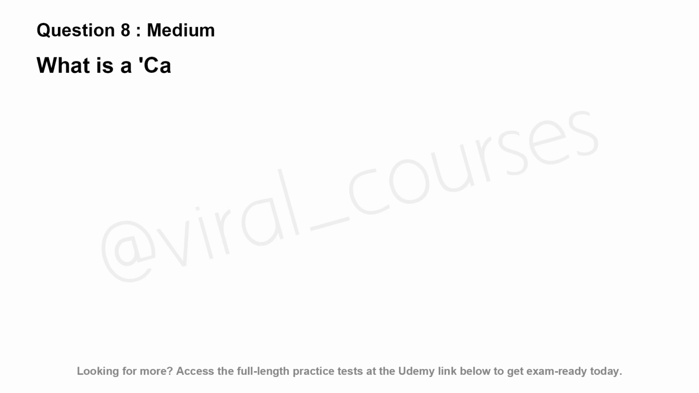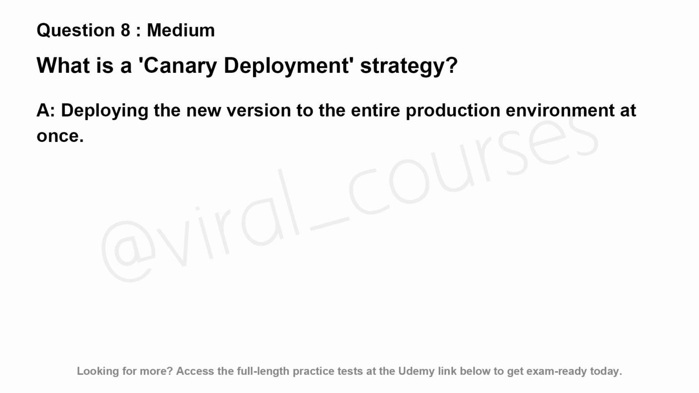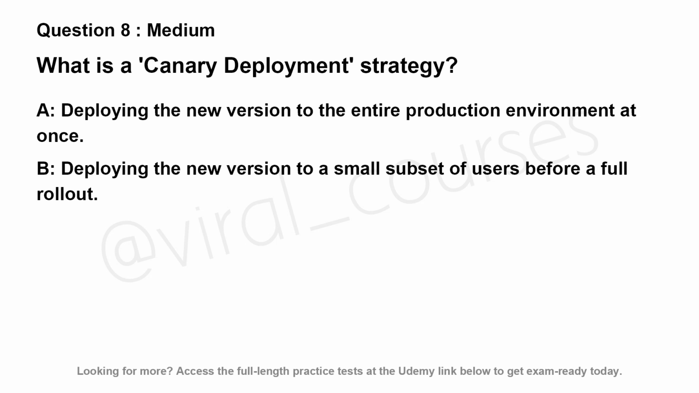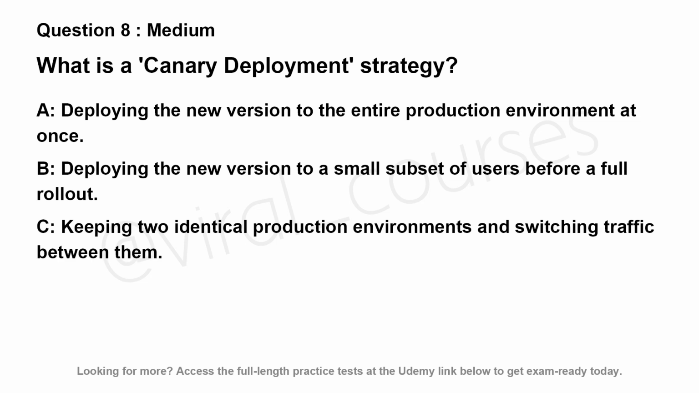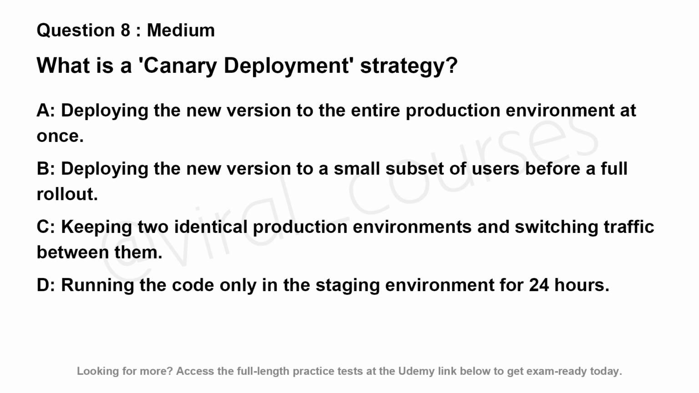What is a canary deployment strategy? Option A. Deploying the new version to the entire production environment at once. Option B. Deploying the new version to a small subset of users before a full rollout. Option C. Keeping two identical production environments and switching traffic between them. Option D. Running the code only in the staging environment for 24 hours.